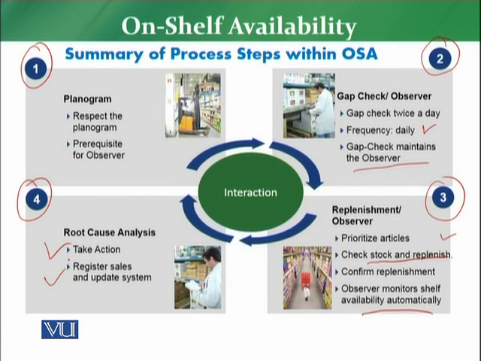So on-shelf availability is the key. You have to follow the planograms. You have to make sure the gaps are properly checked, and then the replenishment is immediately done. And of course, root cause analysis should be properly followed, so that stock availability, on-shelf availability, can be immediately improved and increased, and then ultimately will have an impact on the overall business of the retail store.